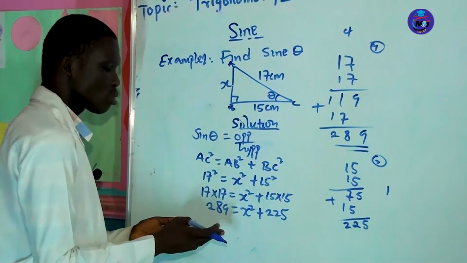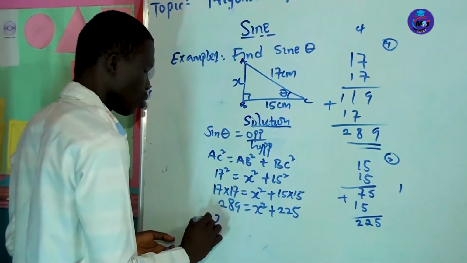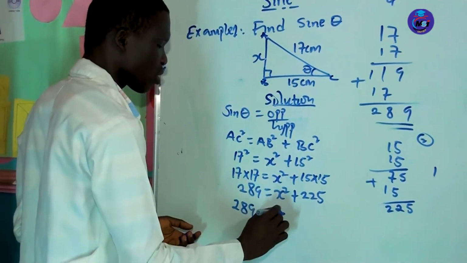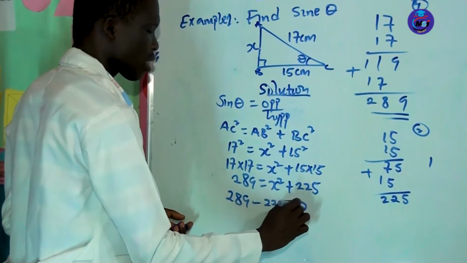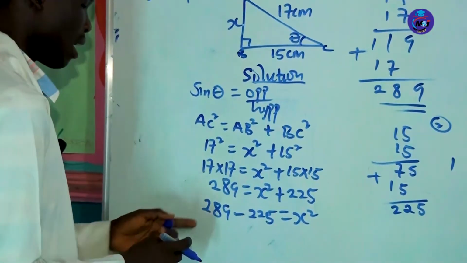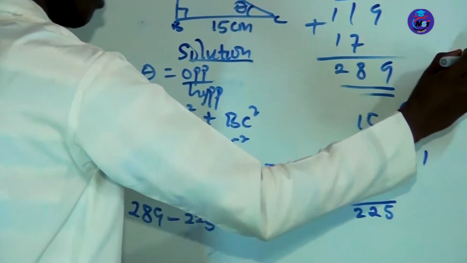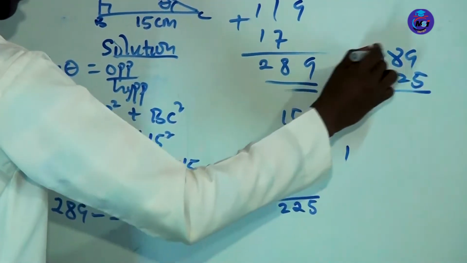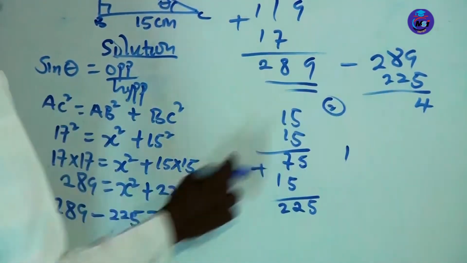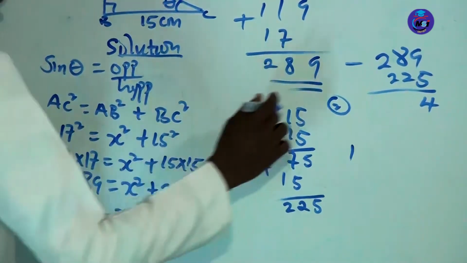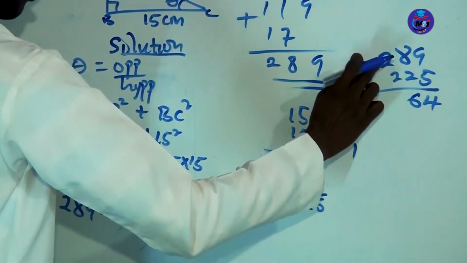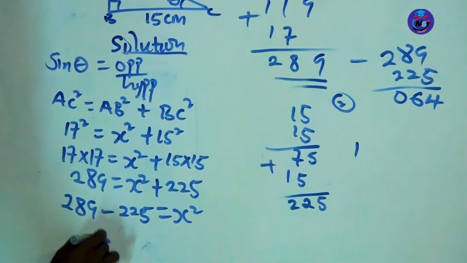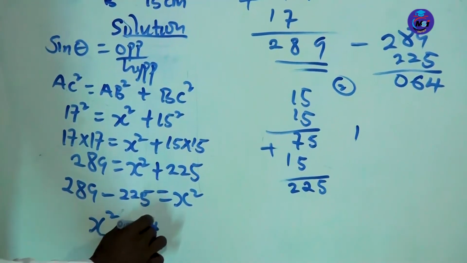Okay. Now we are going to collect like terms. 289. When this one cross to this side, it turns to minus 225, so 289 minus 225 equals to x squared. Okay. Now let's minus. We have 289, then 225. 9 minus 5 will give us 4. 8 minus 2 will give us 6. And 2 minus 2 will give us what? Is 0. So x squared will give us 64.